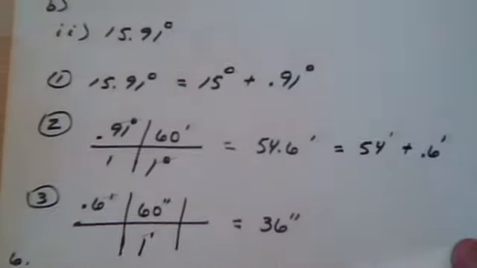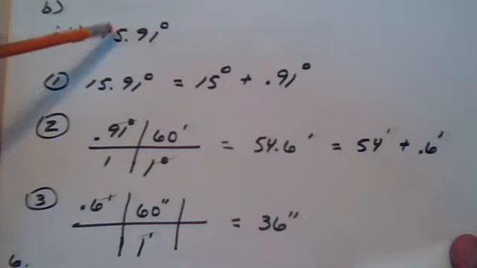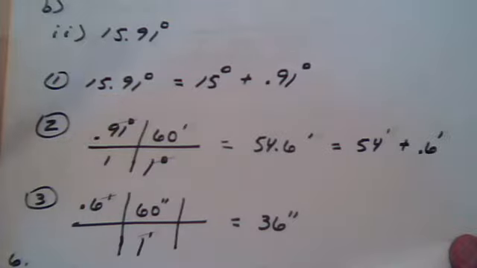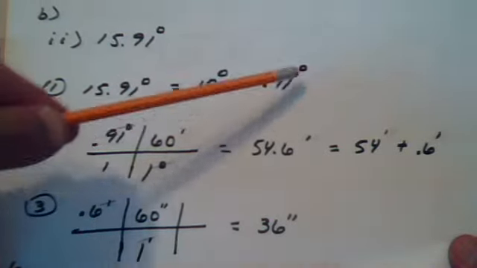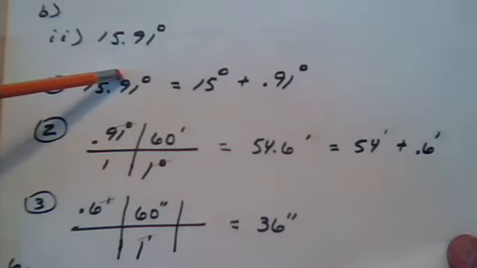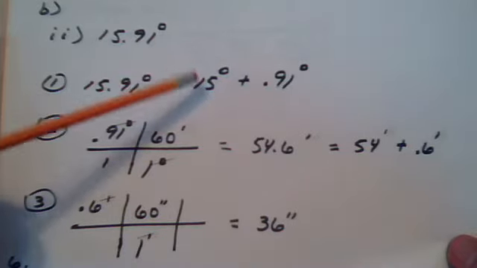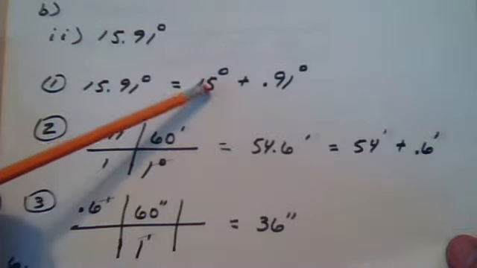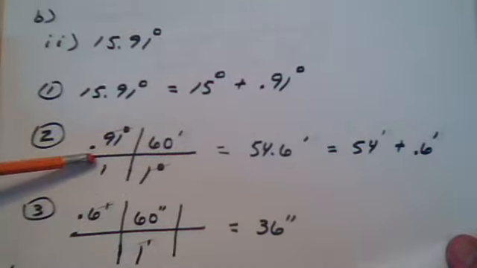We're going to do the same thing here. So we have 15.91 degrees. So 15.91 degrees is the same thing as 15 degrees plus 0.91 degrees. Notice that all of this number is degrees. We leave the 15 degrees alone. This is going to represent the number of complete, whole degrees, 15 degrees. And we're going to get the decimal part and work with that.